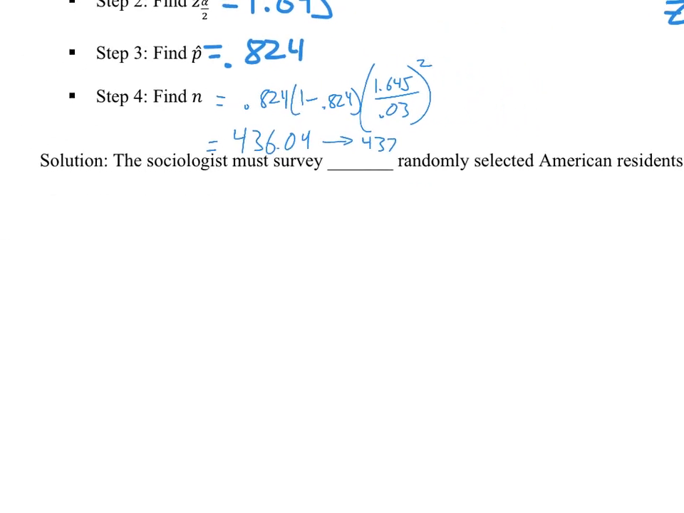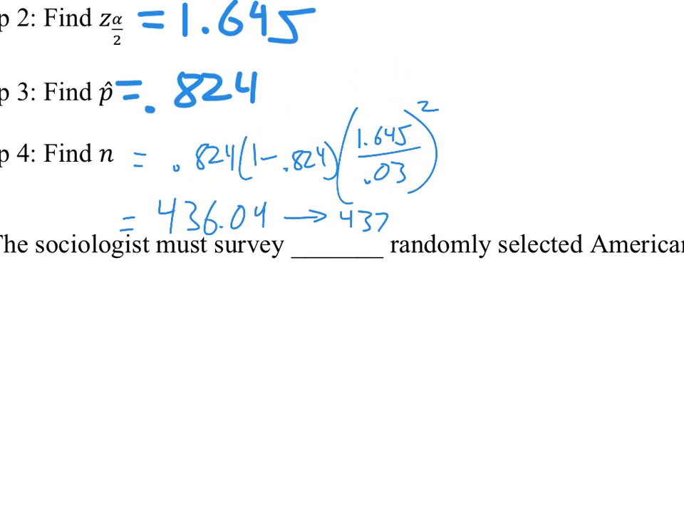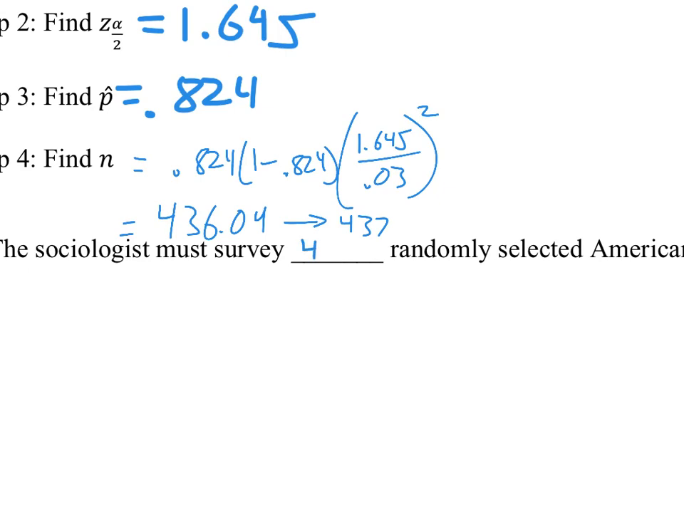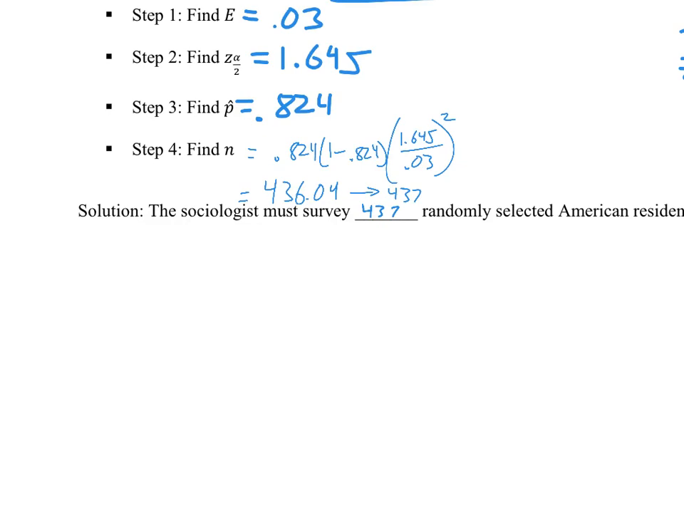So the solution: the sociologist must survey 437 randomly selected American residents. All right, that's the idea there.